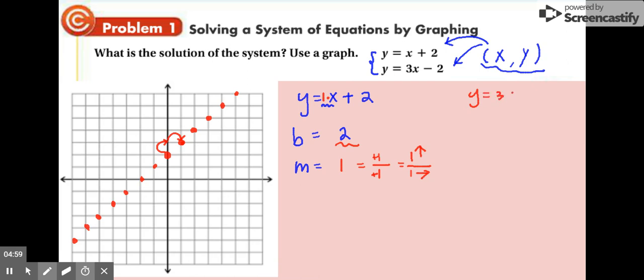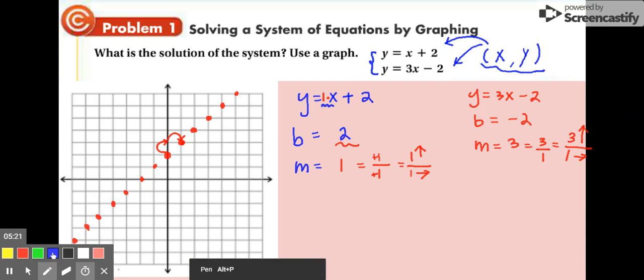It is 3x minus 2. So the y-intercept is -2, and the slope is 3. And we are going to use the same strategy. It's going to be 3 over 1. It means you're moving up by 3, and then you're going to move 1 to the right.